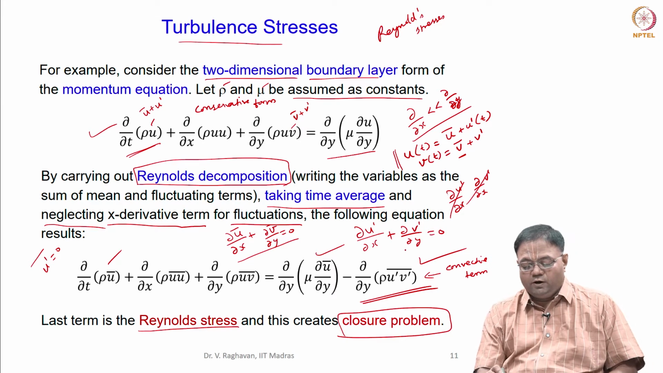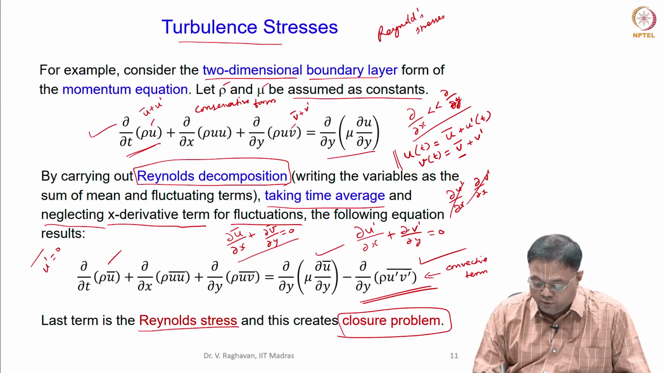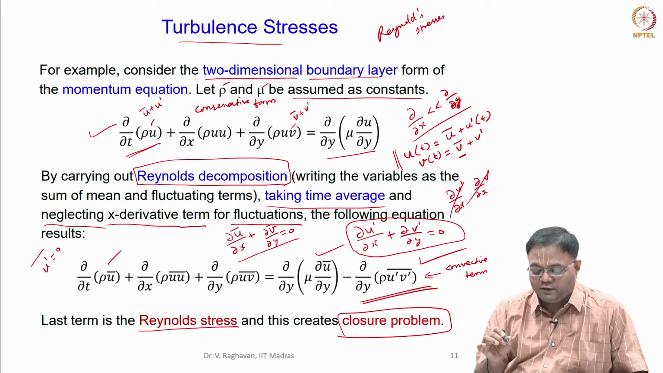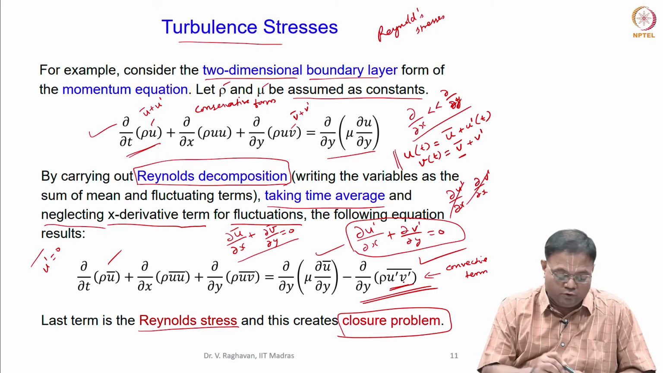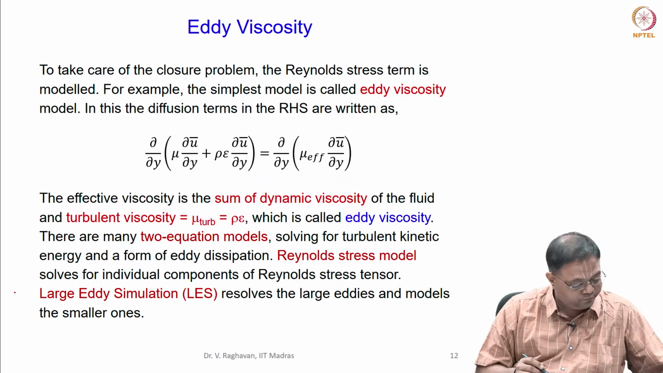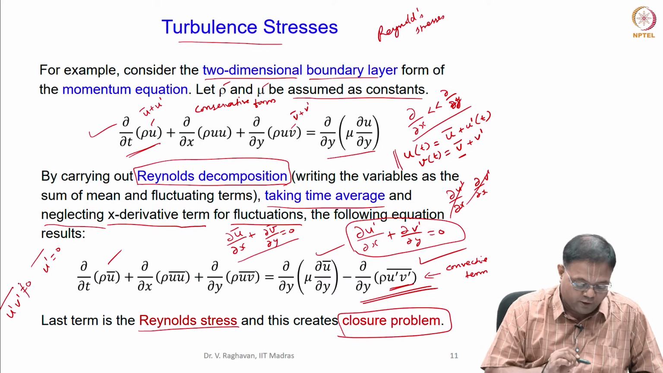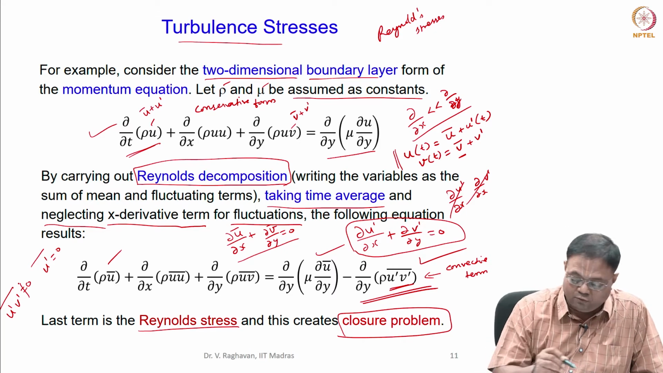So, even the fluctuation values, the fluctuations of V2, will obey the continuity. The continuity equation is actually used for understanding the relationship between u and v. So, you have to understand that u dash v dash bar is not equal to 0.